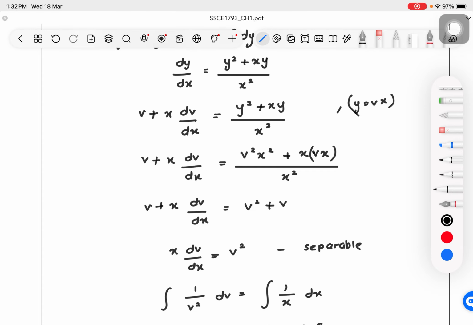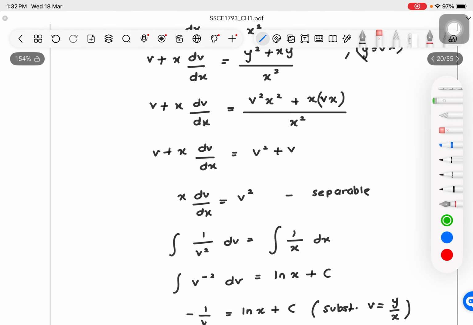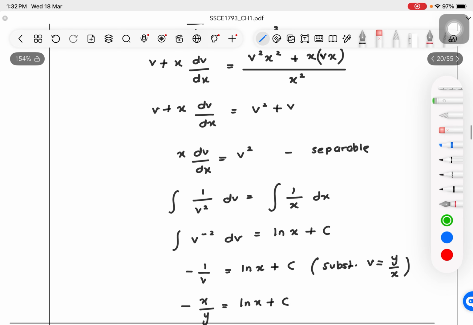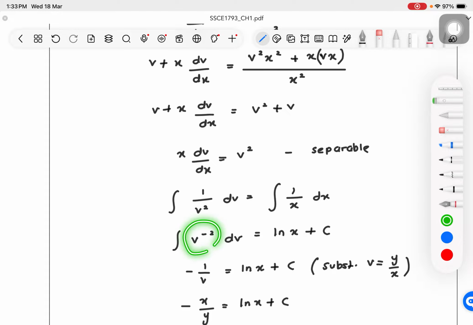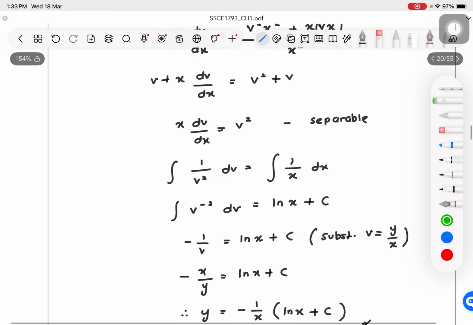So you separate the variable and then you integrate both sides. When you want to integrate this one, class, please, not every integral of 1 over something will become ln. So what you need to do is, you have this one, you bring it up, so it becomes v to the negative 2, and then you integrate this one.